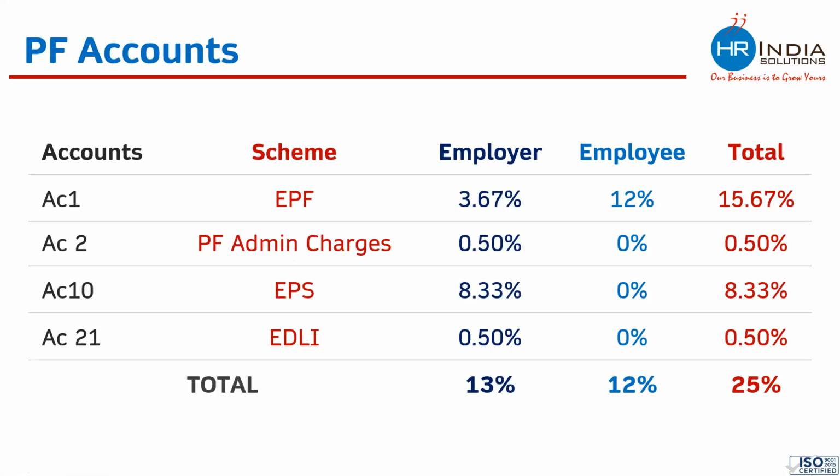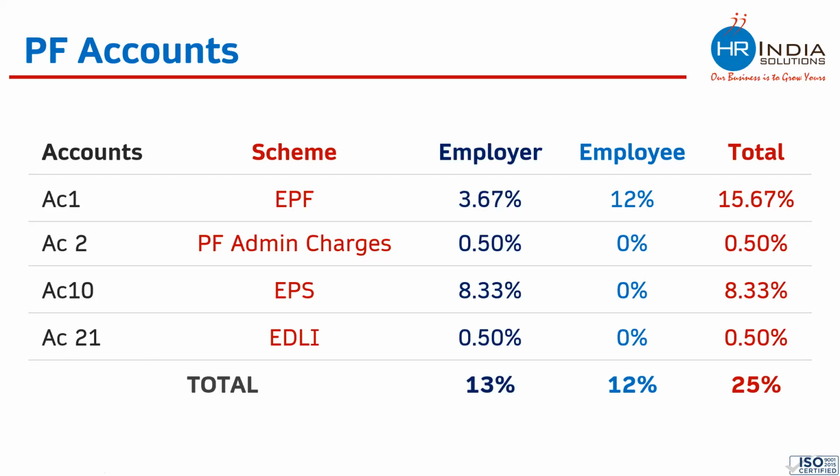Right. Now you must be thinking why there are accounts, account number 1, 2, and 10, 21. Whenever we file the PF challan, the amount that we show in that challan, we show it in these accounts only. On the basis of the accounts in which we are contributing the amount, the PF segregates the contribution and contributes that amount in these accounts only, right? So this is the reason that we need to understand these accounts also.